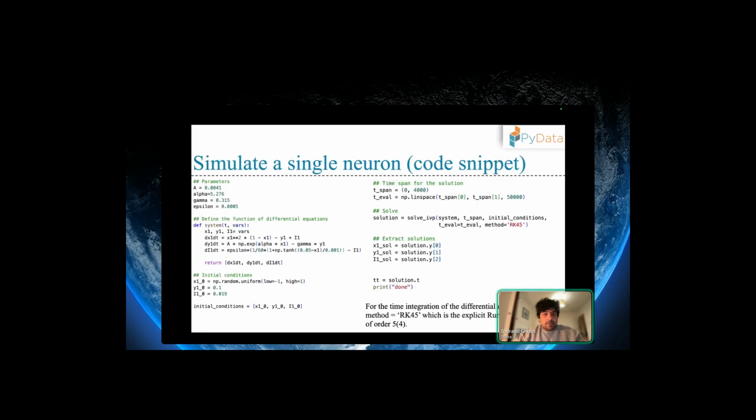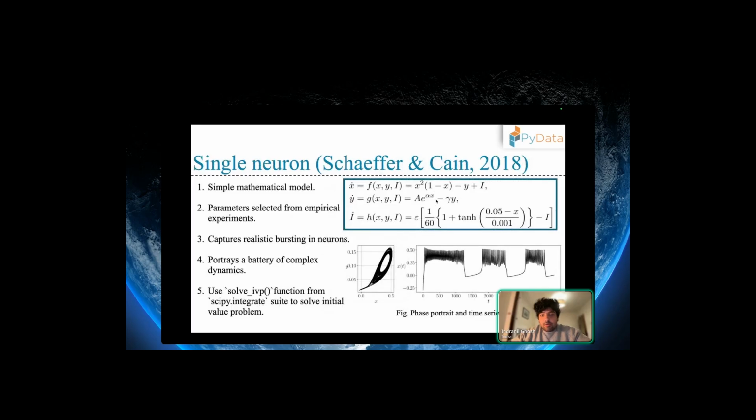Okay. Now a bit of Python code snippets. We will do this in Jupyter Notebook as well. Just want to show you how you can transform the model that I showed into Python. So you need to define the parameters. I've chosen some particular parameters here, which are A, alpha, gamma, and epsilon. Then you define the function of the differential equations, the right-hand side of the differential equations that you saw here. So 1, 2, 3.